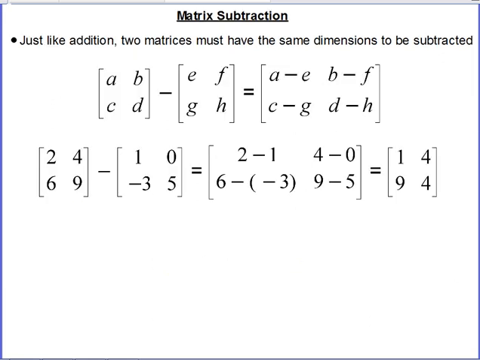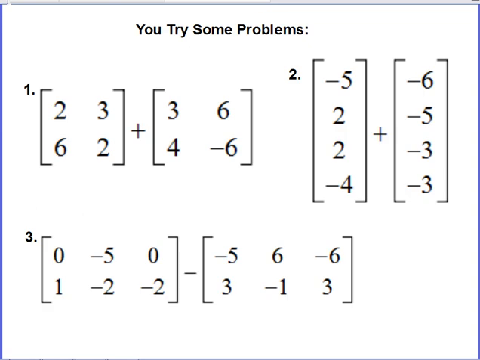Then we have subtraction. Subtraction has the same rules, same process as addition, so they have to be the exact same size. And then you're just going to subtract the numbers that are in the same spot in each matrix. So with some examples here, why don't you pause and try these real quick and then come back and check your answers.